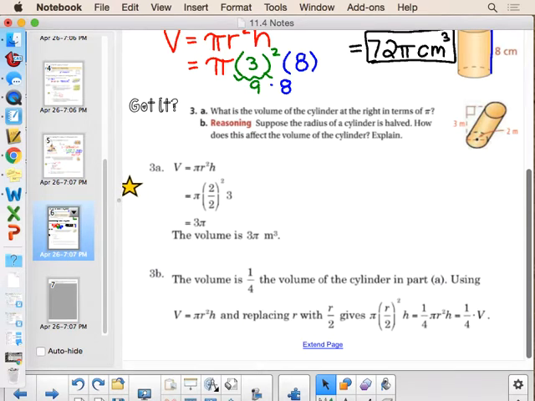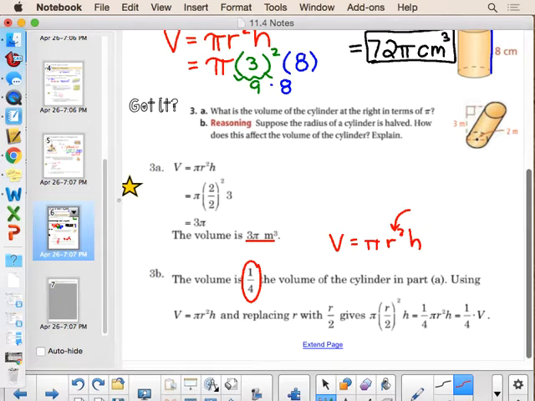Solutions that you should have found: the volume is 3 pi meters cubed. And you should have found that when the radius of a cylinder is halved, the volume is actually going to be cut into a fourth. The reason being is because of that volume being pi r squared multiplied by the height, because you're going to be squaring half of the amount that you had. When you square half, you get a fourth.